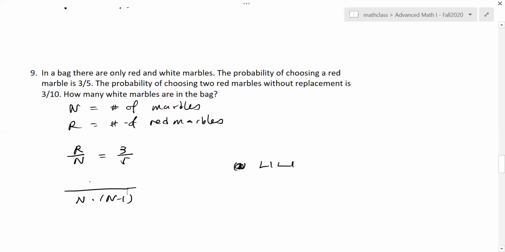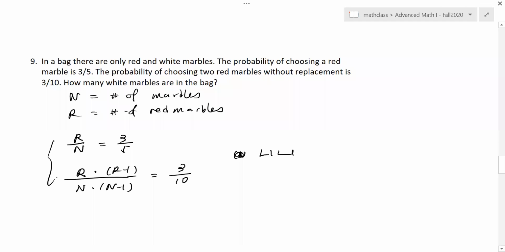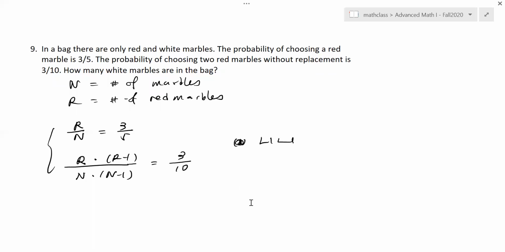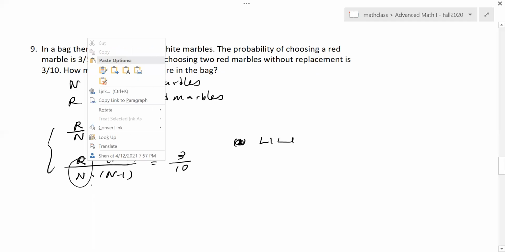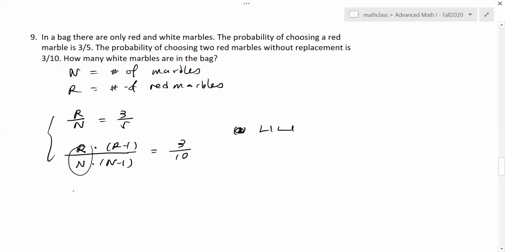Then you only consider red marbles. The first one you have R choices. The second one is R minus 1 choices. So this quotient is the probability of getting both red marbles, which should be 3 over 10. So we are solving two equations. R over n is 3 over 5. R minus 1 over n minus 1 is 3 over 10, and divided by 5 over 3, it's 1 over 2.